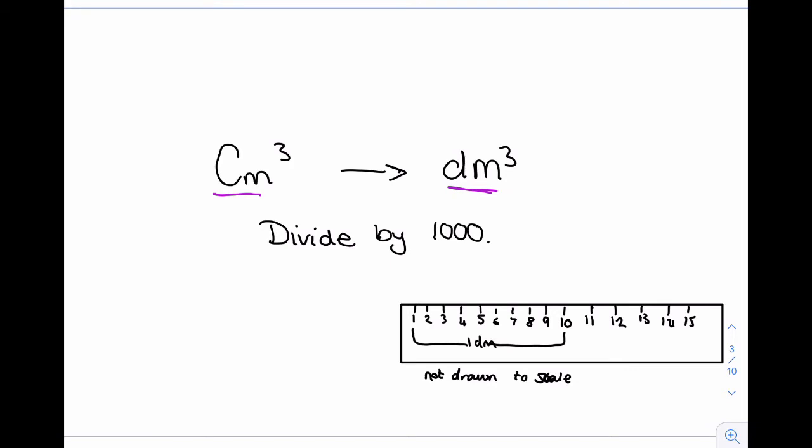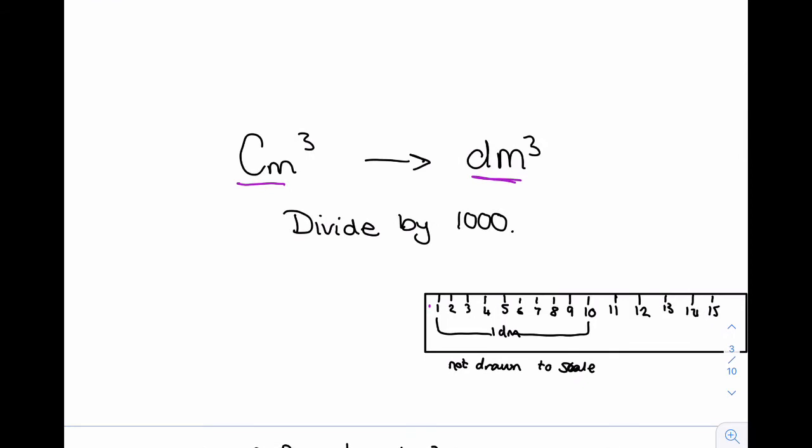Now I've drawn this not to scale diagram of a ruler. I've got my centimeters here, and let me get the pointer. So I've got my centimeters here, and there's a little arrow saying that that's 1 decimeter. So 1 decimeter is 10 centimeters. So if I was to write this here, 1 centimeter equals 0.1 decimeter, because that 1 centimeter from there to there is 1/10 of a decimeter.